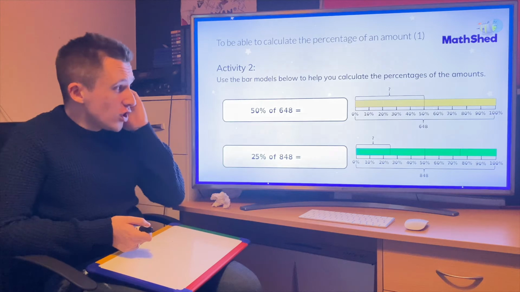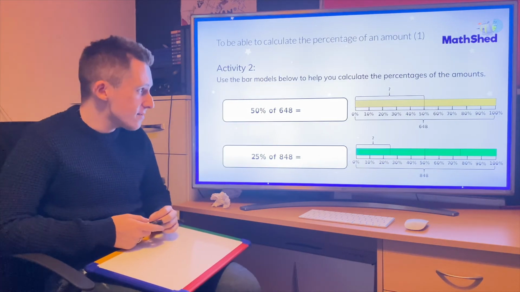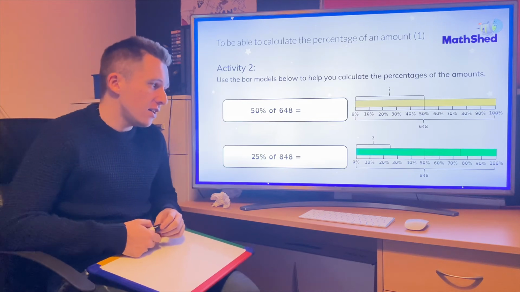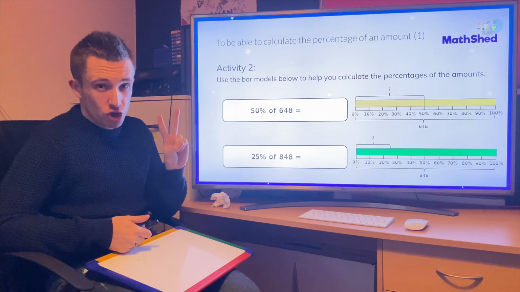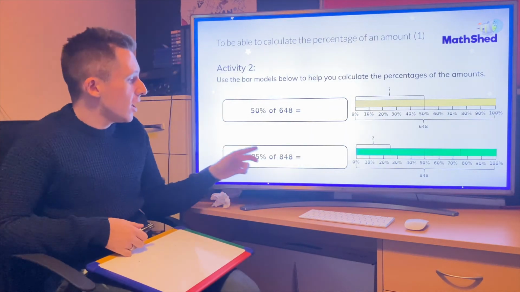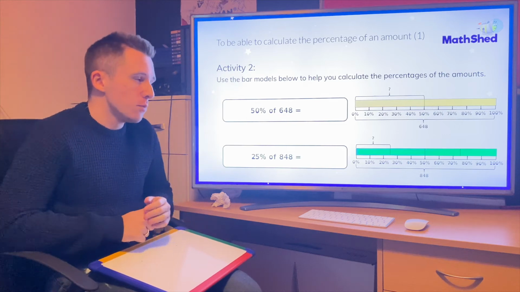Okay then, activity 2, please. You've got 2 questions to have a go at. You've got 50% of 648, and you've got 25% of 848. Remember, 50% we're going to divide by 2, because there are 2 parts. 25% we're going to divide by 4, because there are 4 parts. Off you go.